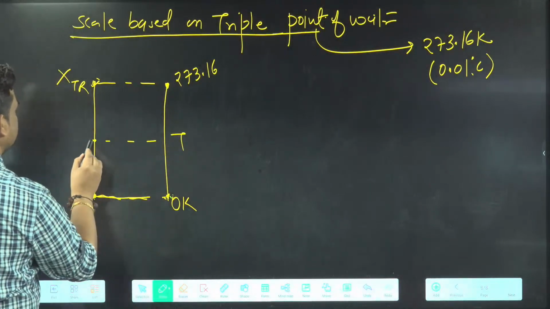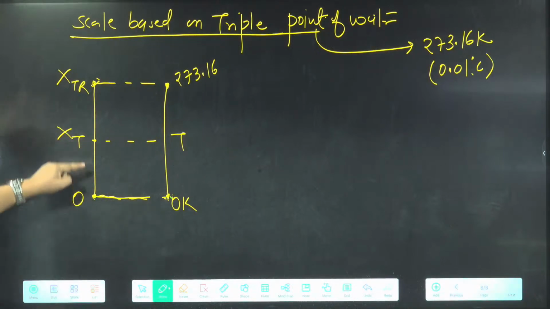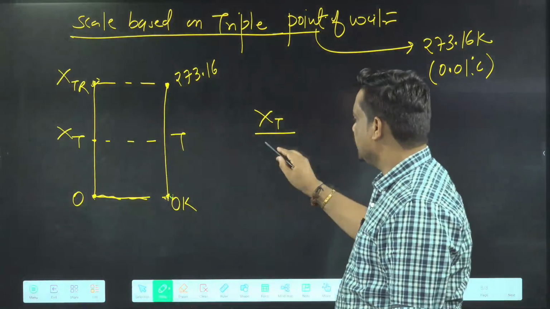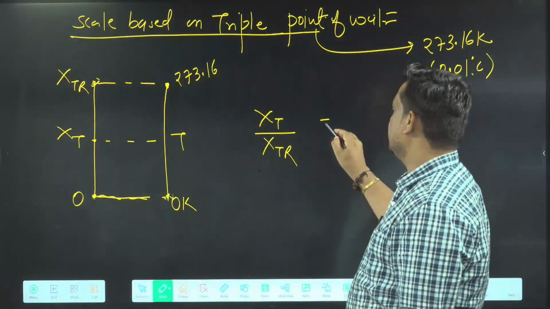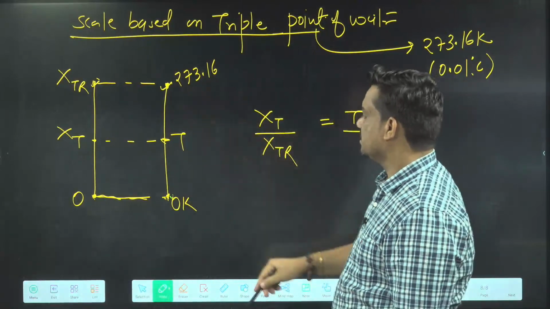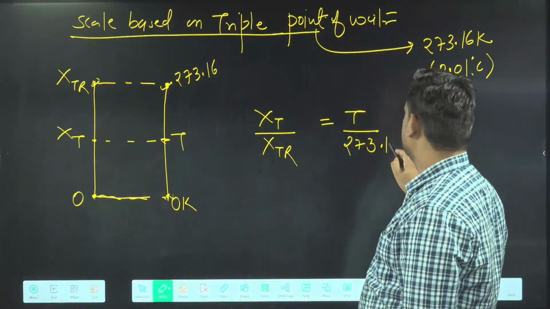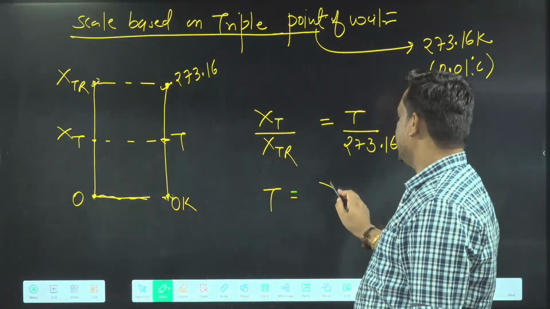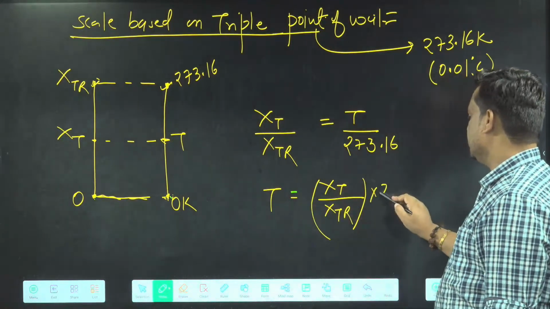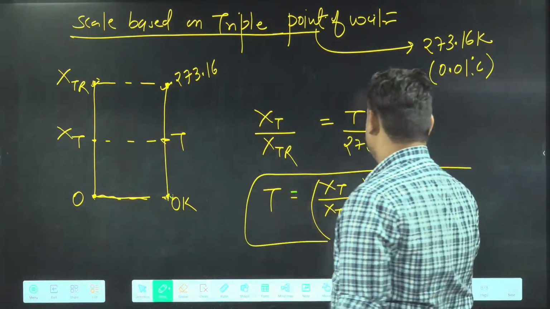Then we can say at any other temperature T, this will be XT, and after that we'll use the same method, this minus this. So XT minus 0 divided by XTR minus 0 equals T minus 0, that is T, divided by 273.16. So from here, T will be equal to XT divided by XTR into 273.16 Kelvin. This is the answer here.